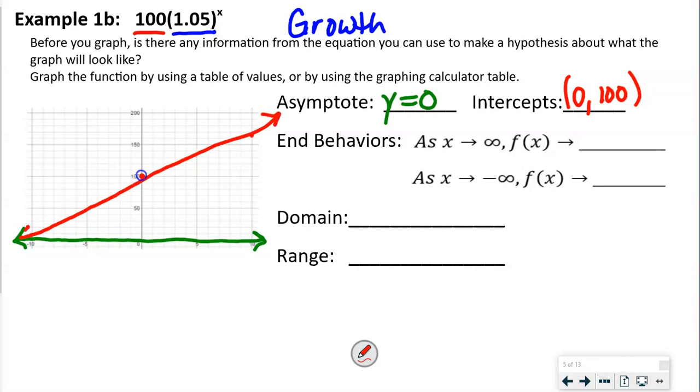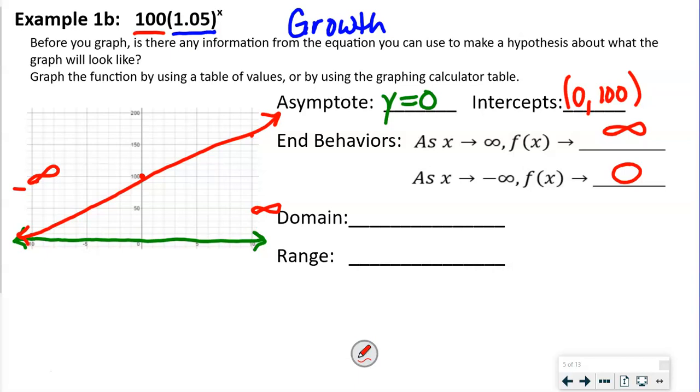Okay, so that's our graph. So here we go again. End behavior. As we move this direction with the x values, our graph is moving towards infinity, isn't it? It's going up. And as we move towards negative infinity over here, it's going to again approach 0, because remember, it's never going to go below that asymptote.